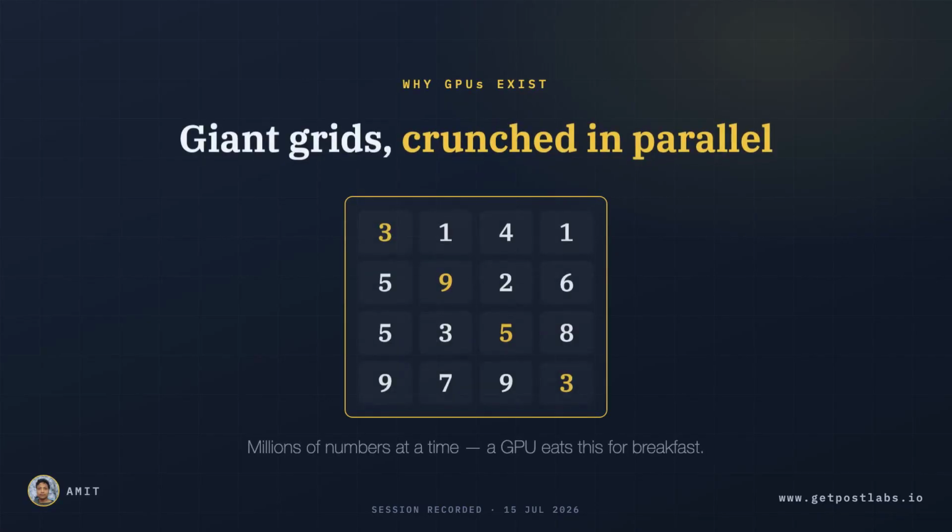But these grid multiplications are enormous, millions of numbers at a time. That is exactly why we use GPUs. A GPU is built to crunch giant grids in parallel far faster than an ordinary processor.